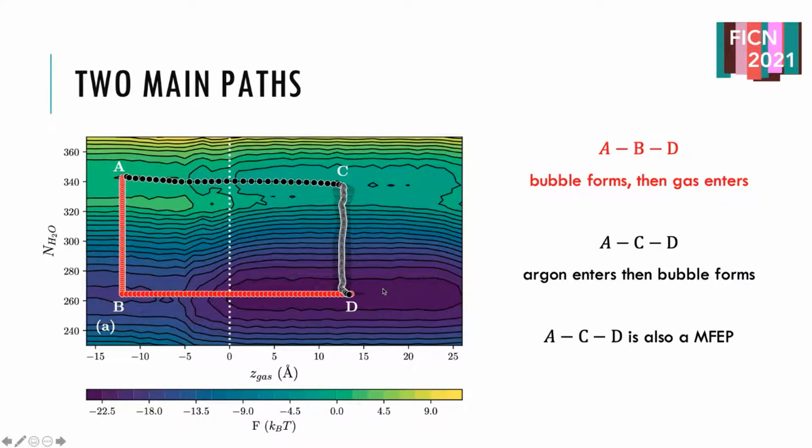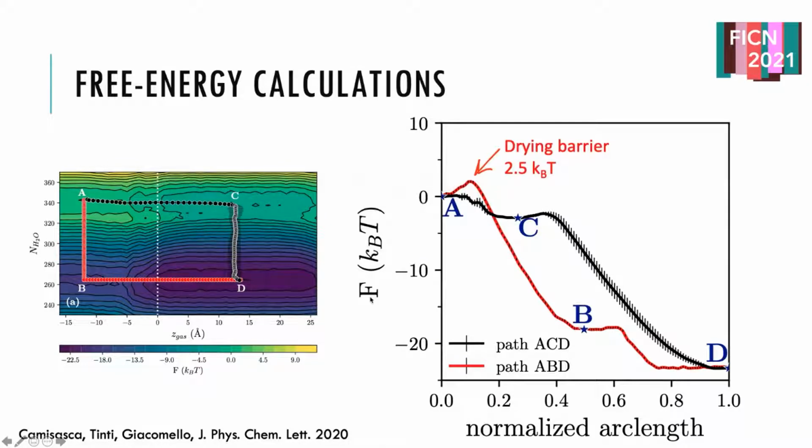Now I want to show you in this other plot how the free energy changes along these two different paths. The color code is the same in the left and right figure. So let's first focus on the red path.